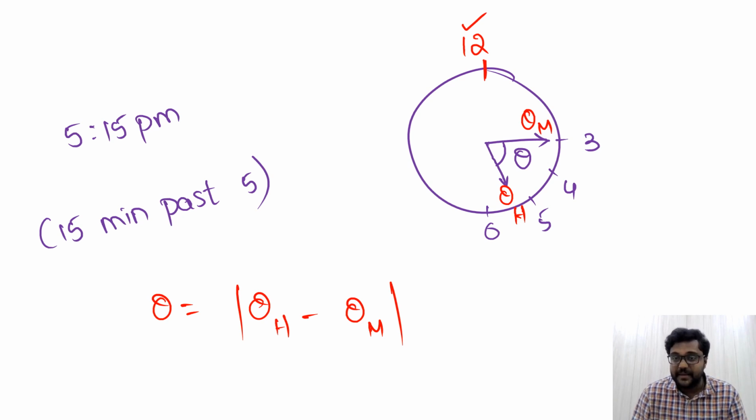Sometimes the minute hand may be ahead of the hour hand, and sometimes the hour hand may be ahead of the minute hand. It depends on that, which is why we are using the modulus here. Now you may have a doubt: sir, how do we calculate the minute hand angle and the hour hand angle? Fine, we'll discuss that as well. I hope you got the clarity on what you need to do. Now let's see.